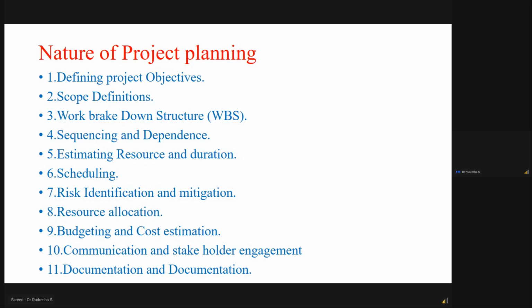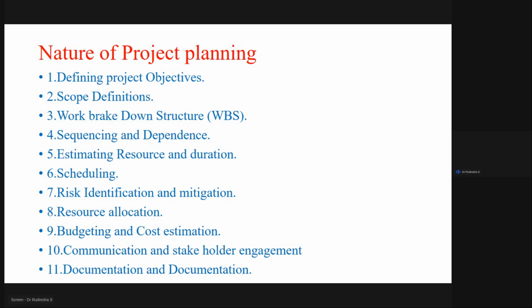Scheduling. Project planning includes developing a project schedule, which involves assigning the start and end dates to activities based on their estimated duration and project timeline. Next, risk identification and mitigation: you want to find out the risks and then plan the mitigation.